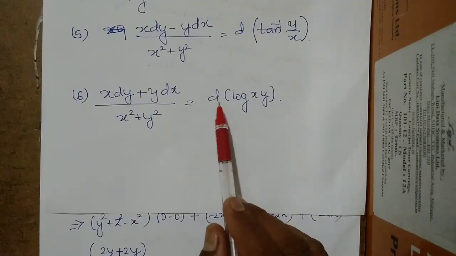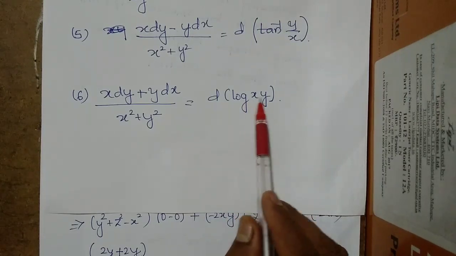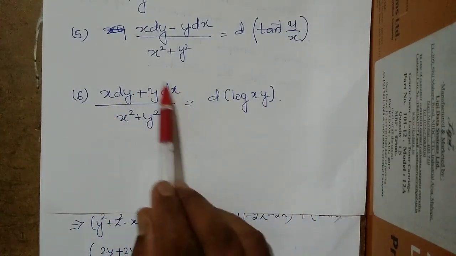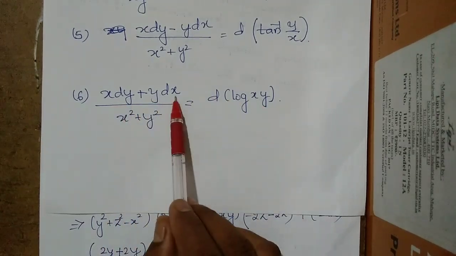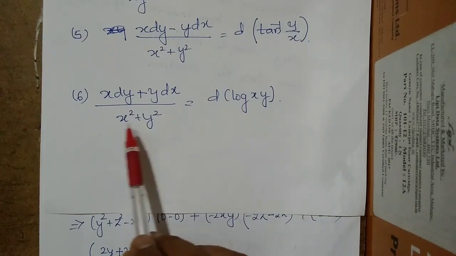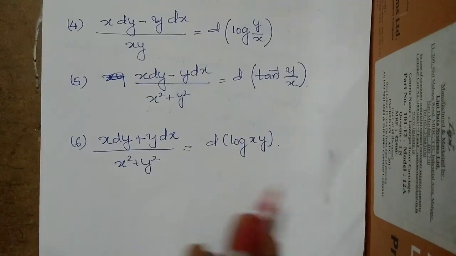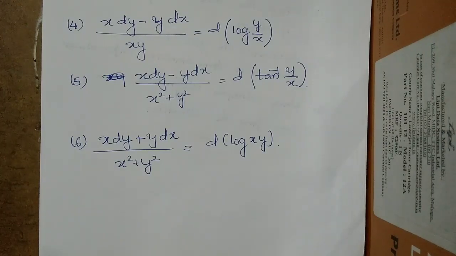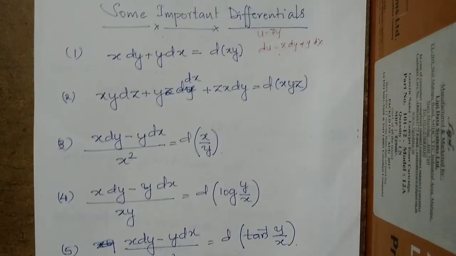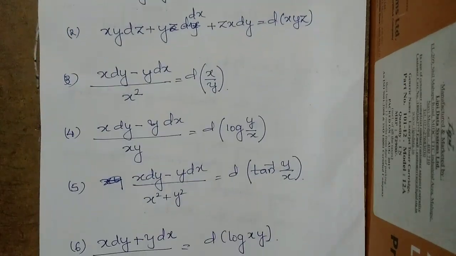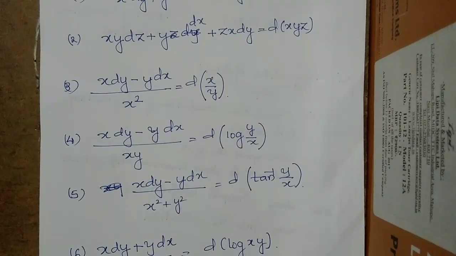Similarly, the differential of the function log of xy is equal to x dy plus y dx divided by x square plus y square. Such differentials we have to remember, and we have to reduce the given total differential equation into such standard differentials. Then only we can solve the given partial differential equation by the inspection method.